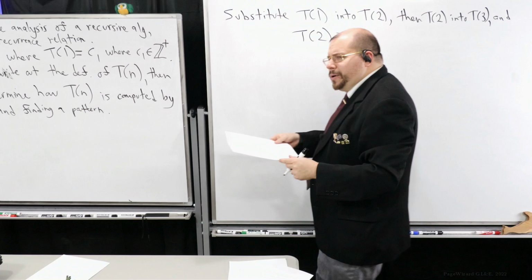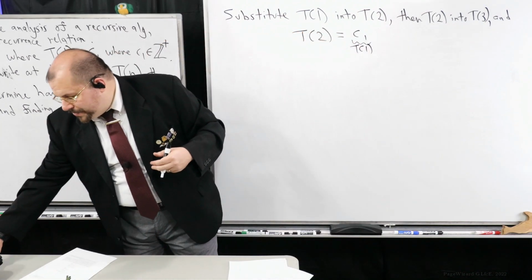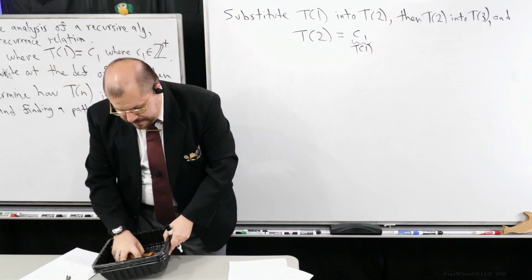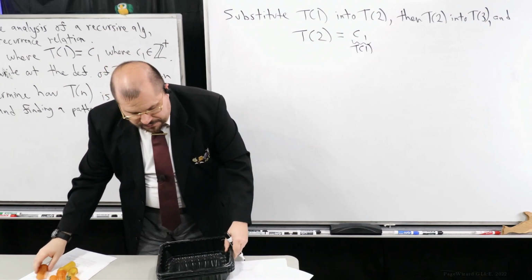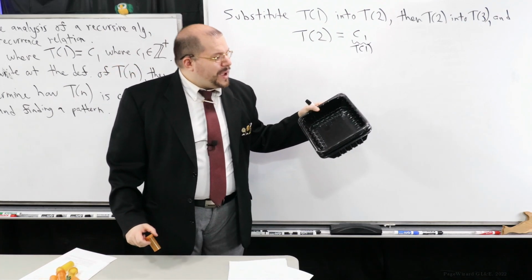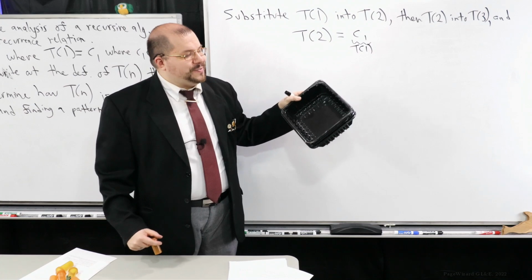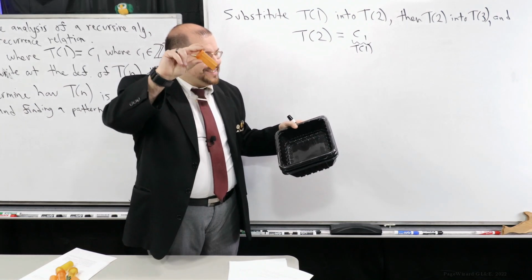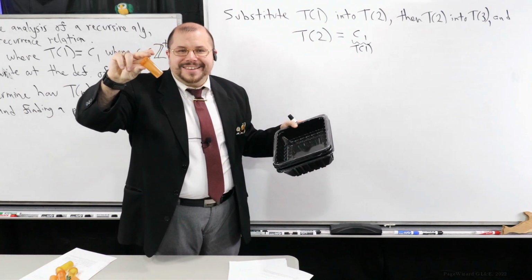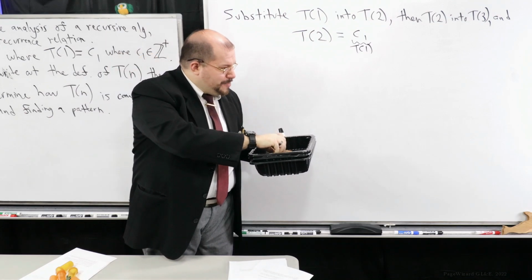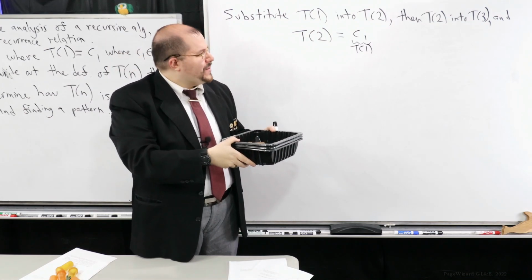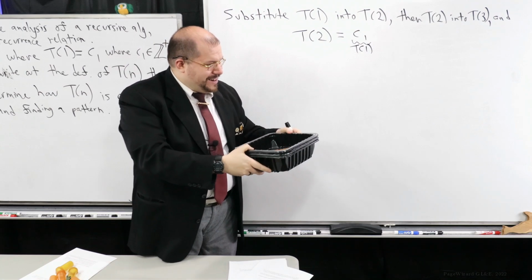So when I'm working my way up from T of 1, this is like if I had my bucket here. I'm going to collect up all that non-recursive work. This is C1 right here. This is C1. I put it in the bucket. So far I have C1 in here.